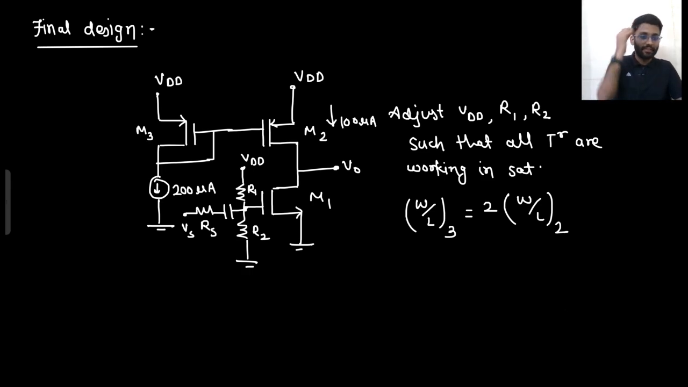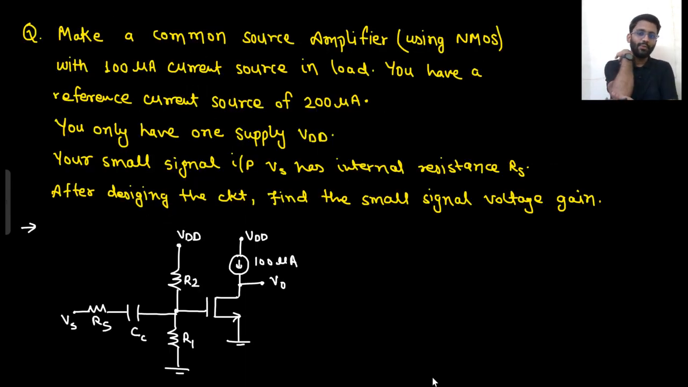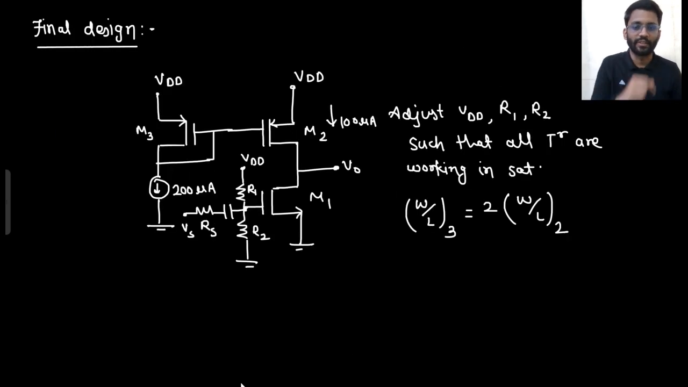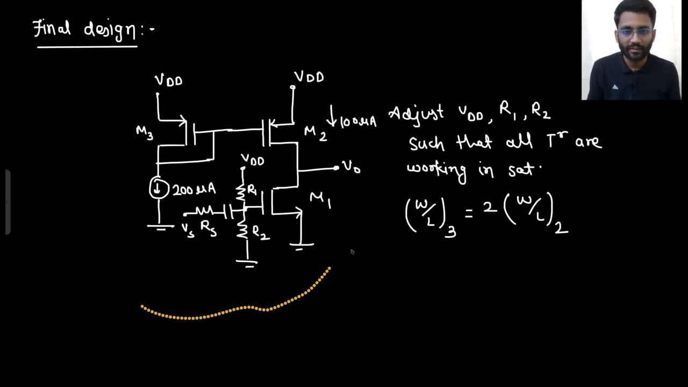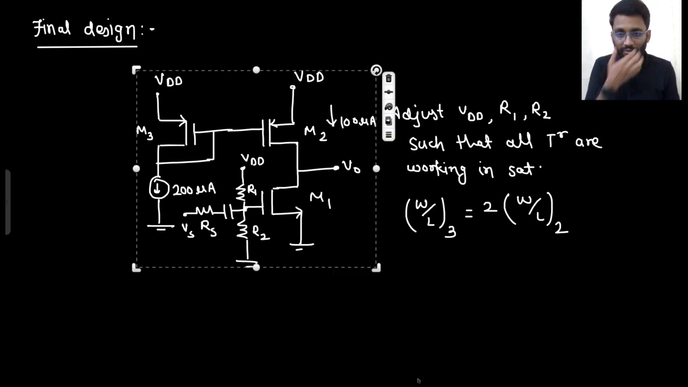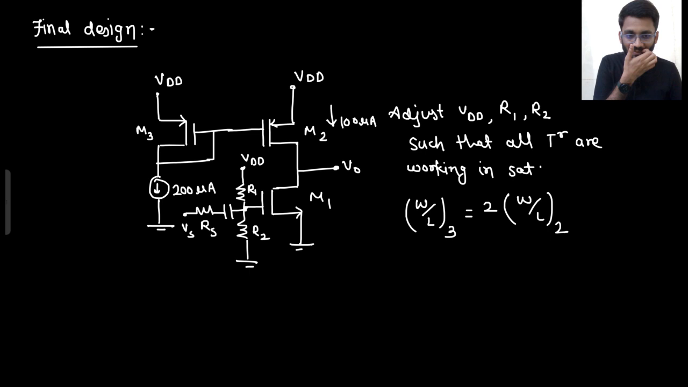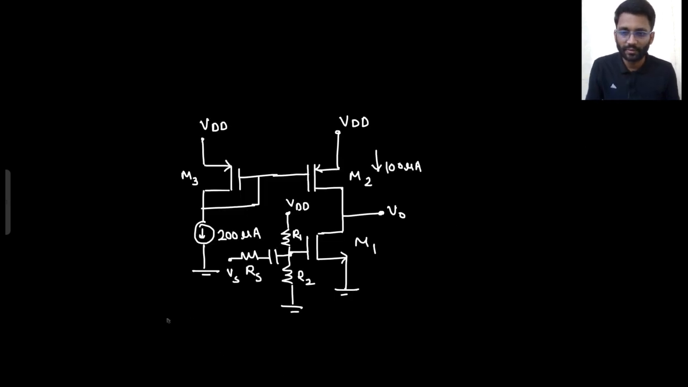Now what did they ask? This is not the final answer. They asked, after designing the circuit, to find the small signal voltage gain. So how will you find it? This is a very, very important concept. Watch it carefully. I will find the small signal voltage gain now.